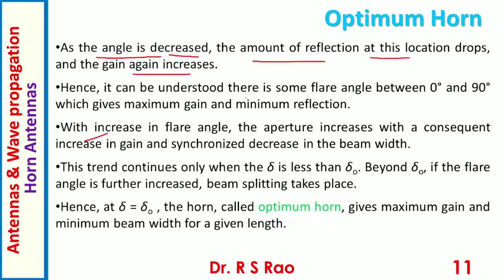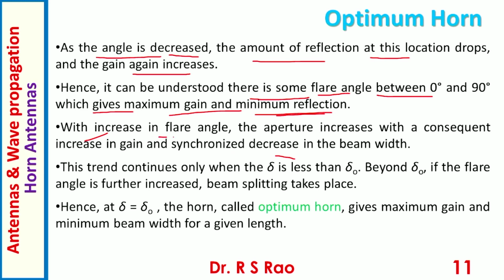Hence, it can be understood there is some flare angle between 0 and 90 degrees which gives maximum gain and minimum reflection. So the point is, when there is no flare, gain is the minimum possible. When the flare is complete, in such a case also, gain is negligible, minimum possible. In between, there exists a flare angle where gain is maximum. That angle lies in between 0 and 90 degrees.